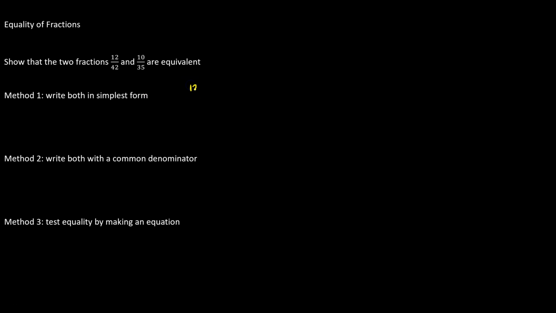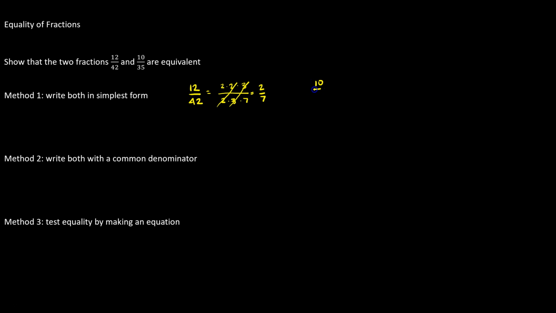So if we're looking at 12 over 42, I'm going to factor 12 completely. I know it's the same thing as 2 times 3. And then 42, I know that that's 6 times 7. So that's 2 times 3 times 7. And I'll divide off the common pairs from the top and bottom. So 2 over 7 is the simplest form for 12 over 42.